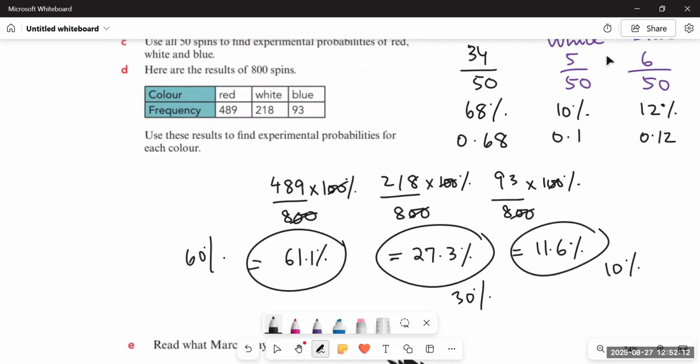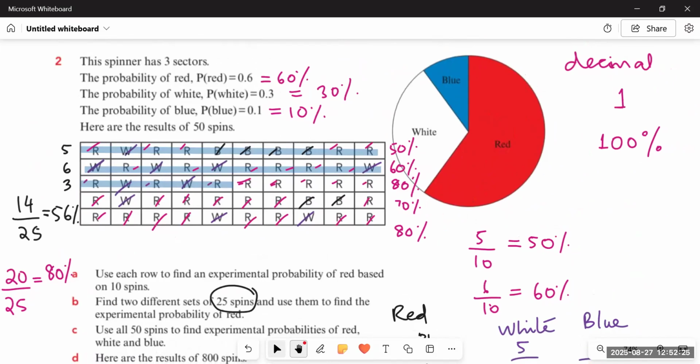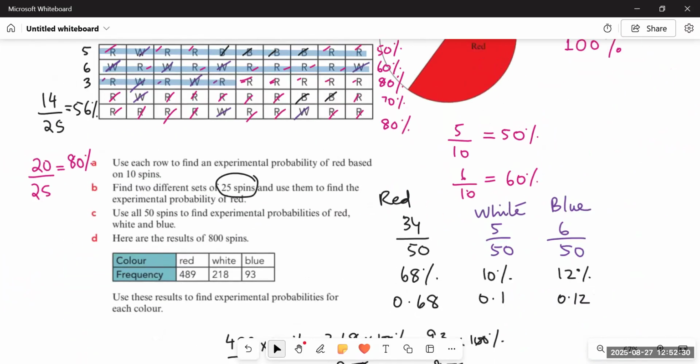So if we calculate the probabilities on a large scale, we get very close to the theoretical probability. But if we take a very small number of experiments, like 25 or 50 or something like that, we are not going to get the same sort of experimental probability results.